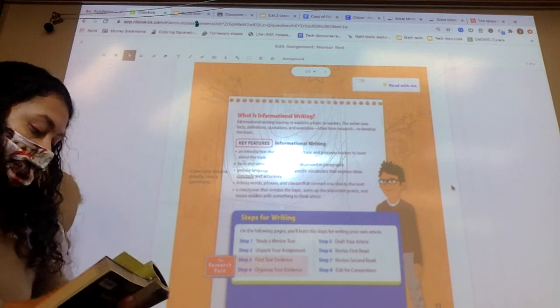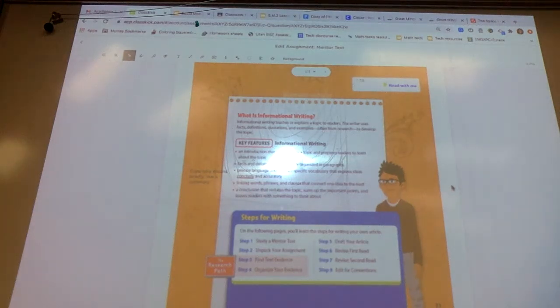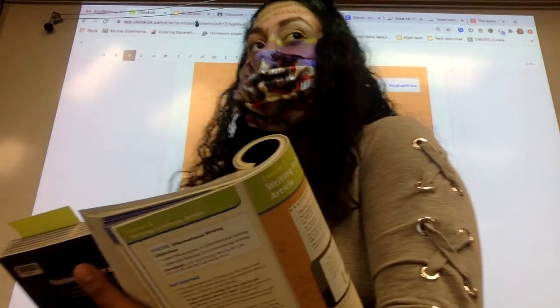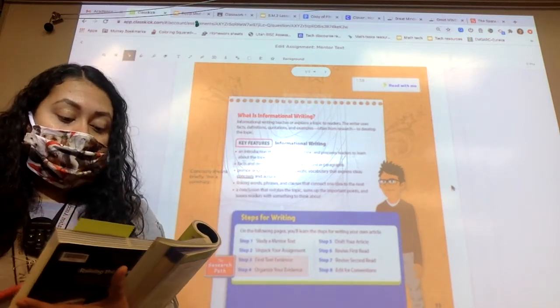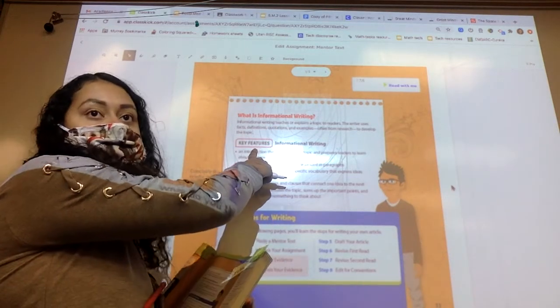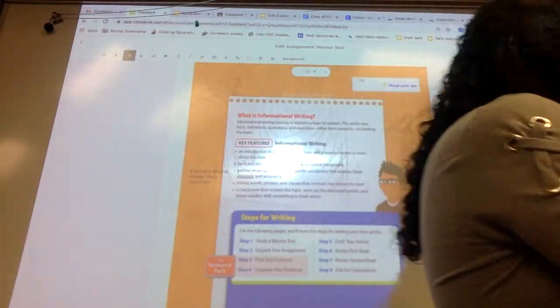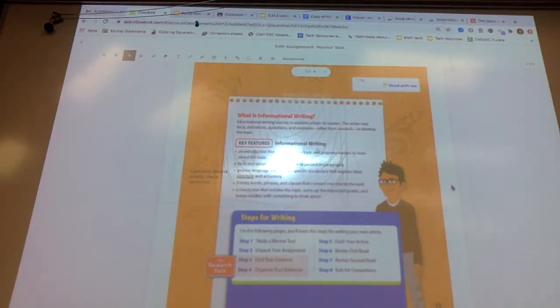Okay. Informational writing teaches or explains a topic to readers. The writer uses facts, definitions, quotations, and examples, often from research, to develop the topic. Key features, right here. Informational writing: an introduction that clearly states a topic and prepares readers to learn about the topic. So what's the first thing you need to have on an informational writing paper? Good, a topic in your introduction.